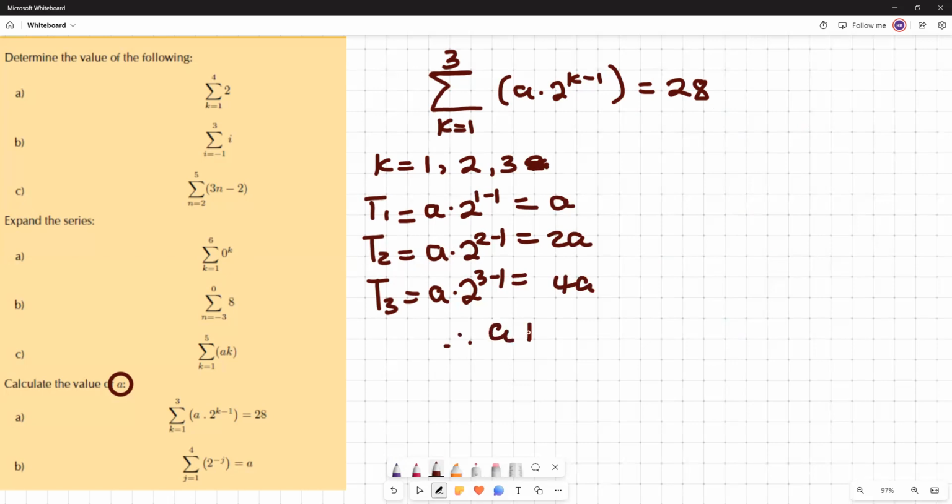Then you have this now. Therefore, a plus 2a plus 4a, we know what the answer will be. The answer will be 28. Therefore, you have 7a equals to 28. Therefore, you can all see that a will be 4, because 7 times 4 is 28. So divide both sides by 7. Do we get it, ladies and gentlemen? Okay. And the last one is exactly the same as this one.